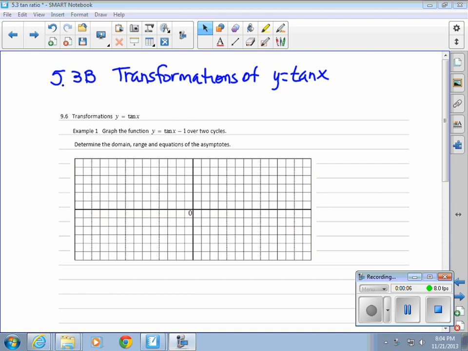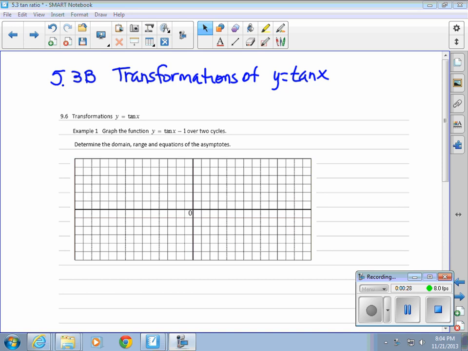Okay, so for the second part here, what we're going to look at is transformations on that tangent graph. The first part we did just some general graphing of the tangent function. Now we're going to do what happens when you throw in an a value or a b value or the h or the k.